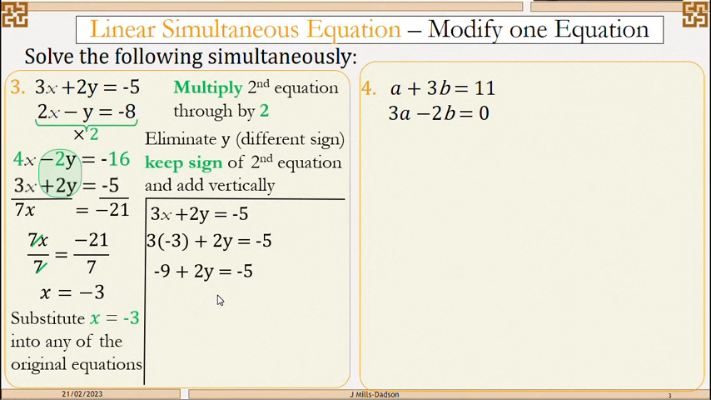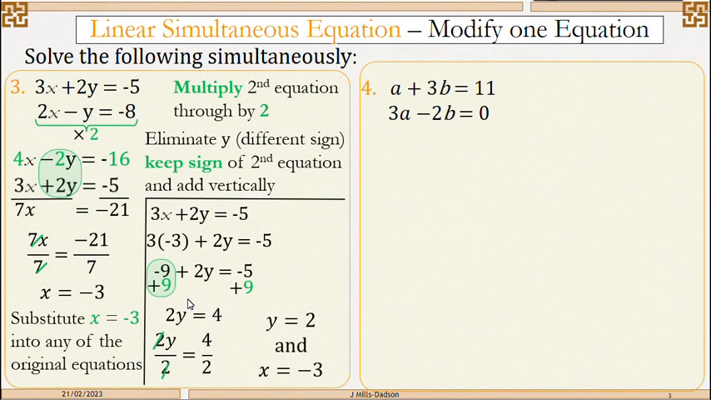So I'm going to solve this now. Add 9 to both sides. 2y will be equal to 4. Divide through by 2. And y is equal to 2. So my answers will be y equals 2 and x equals negative 3. Now try and see if you can do the other one yourself.